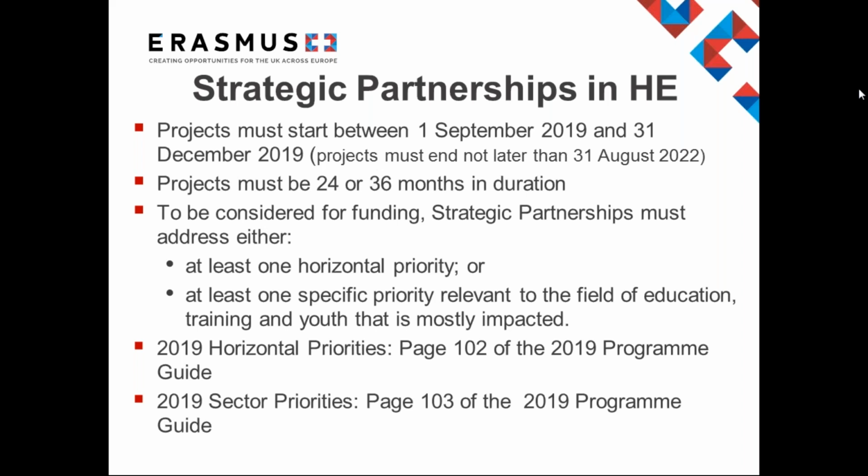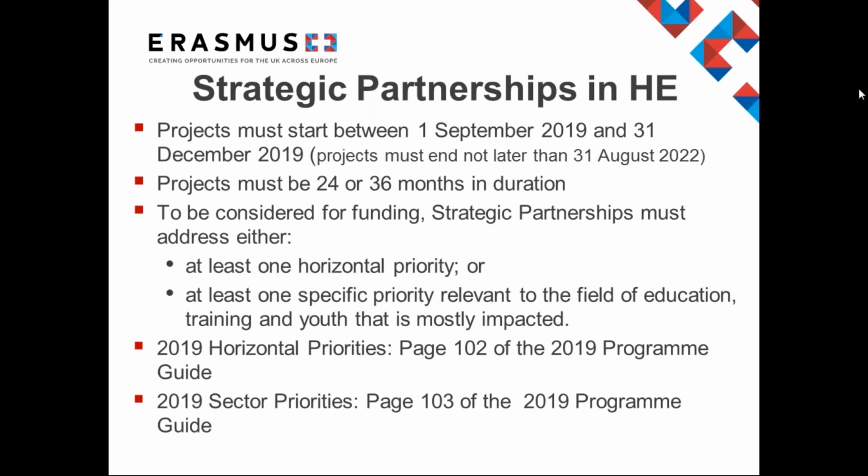If you are considering applying for funding for strategic partnerships in the field of higher education, you must ensure that your project addresses at least one priority. Each year, the Commission sets horizontal and sector-specific priorities for Key Action 2. These are priorities that the European Commission would like Key Action 2 projects to address or target. Horizontal priorities are priorities that are applicable across all fields of education, training, and youth.